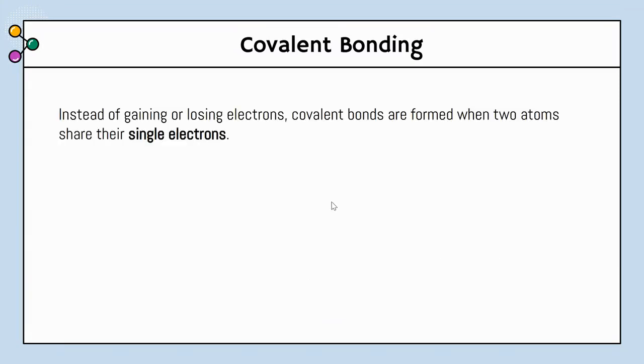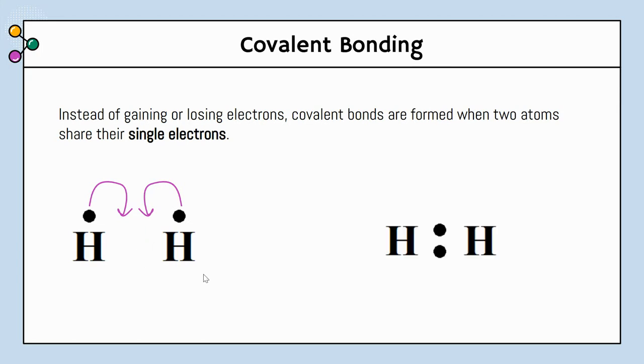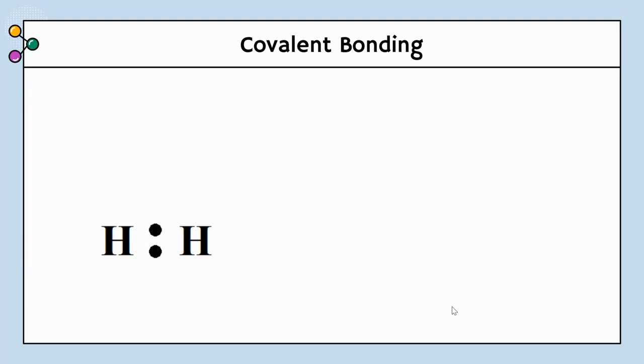But instead of gaining or losing electrons like we did with ionic bonds, covalent bonds are going to be formed again when 2 atoms share their single electrons. For instance, if I take these 2 hydrogen atoms, they both have 1 electron, but they want 1 more to fill their outer shell. So they'll take both of their single electrons and put them in the space between the 2 atoms, kind of like we see on the right. This is going to be our covalent bond. The 2 electrons are felt by the hydrogen on the left, and also felt by the hydrogen on the right. So they've both filled the octet rule.